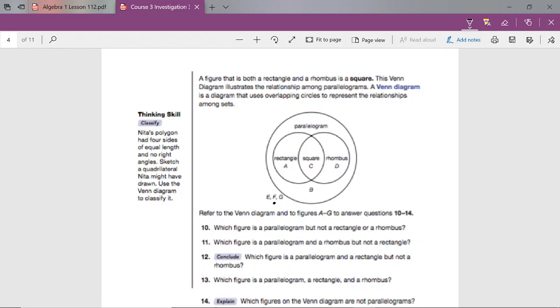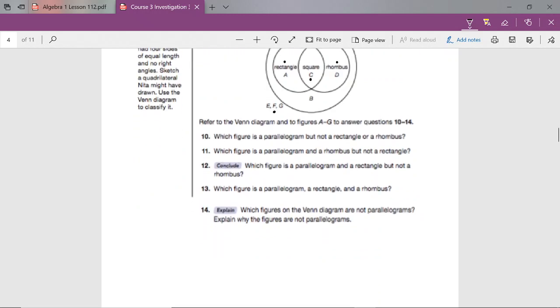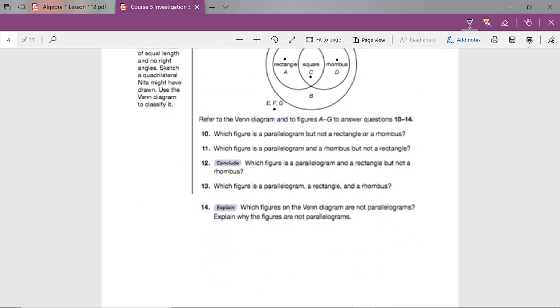And then we can go further. If it's in this circle, then we would consider it a rectangle. So both A and C are rectangles. If it's in this second circle, then we would consider it a rhombus. So C and D are rhombuses. And where they overlap here is C, a square, just like we discussed earlier. So we're going to use all this information to answer 10 through 14.